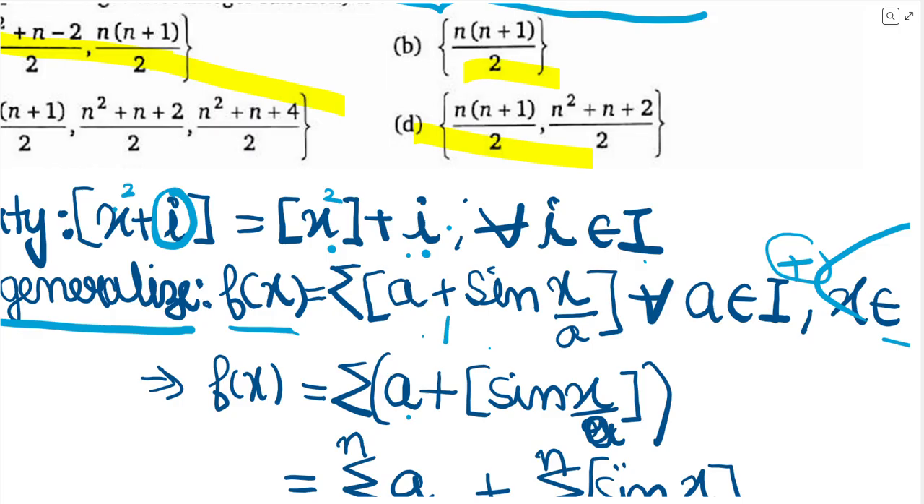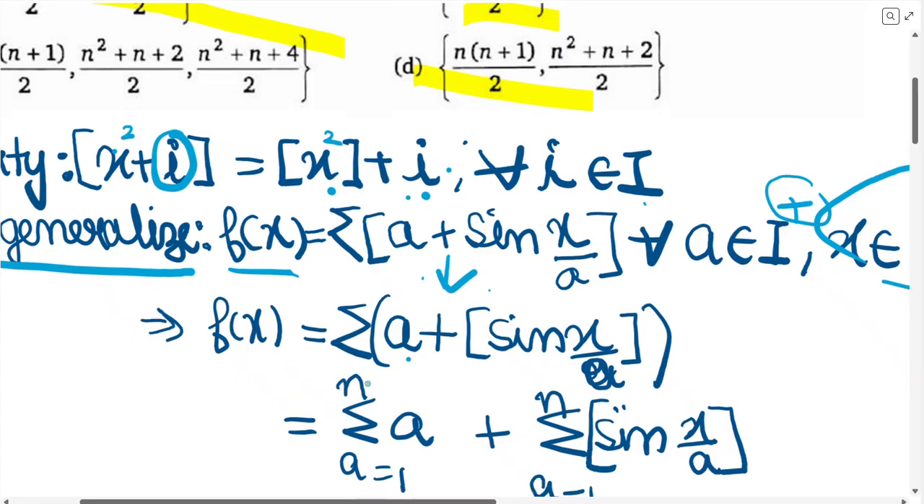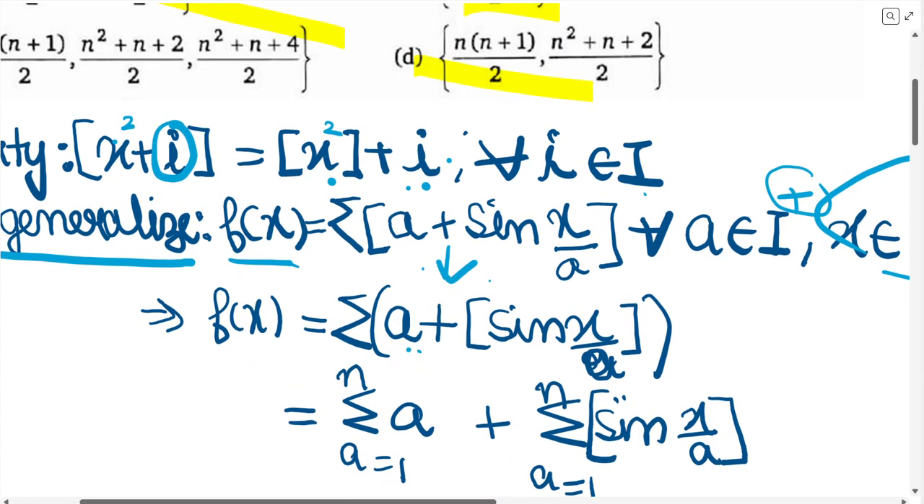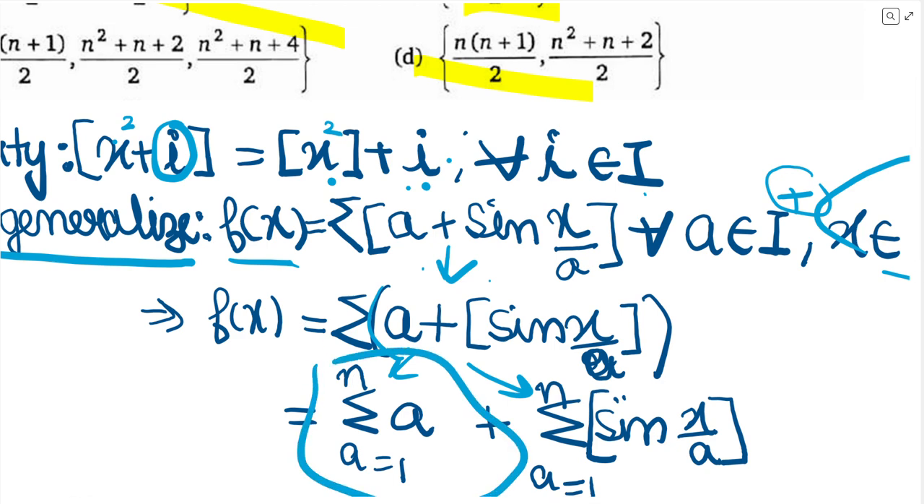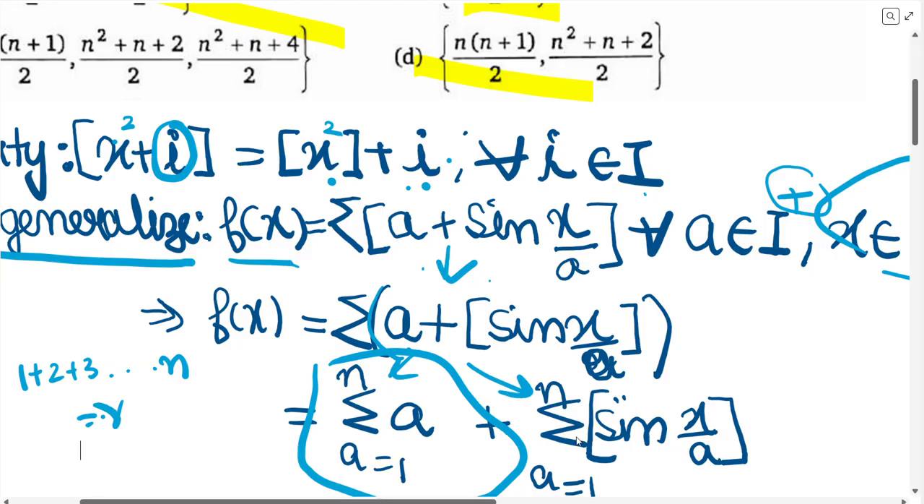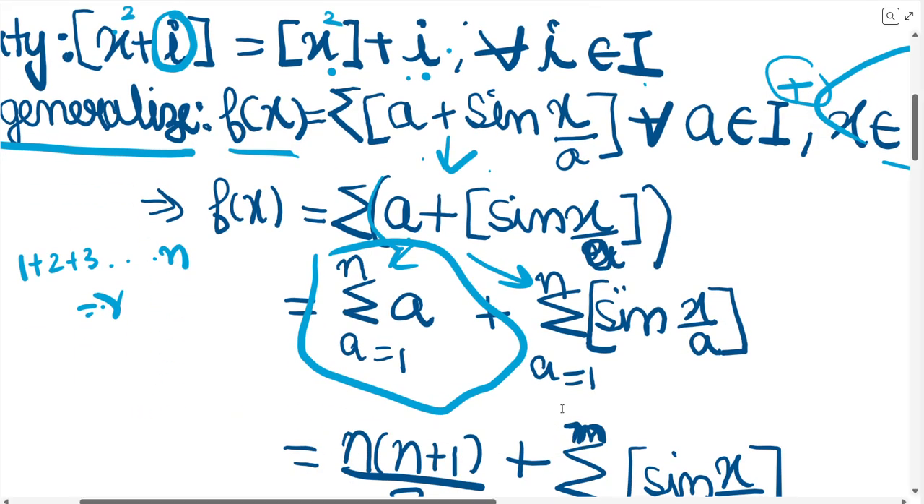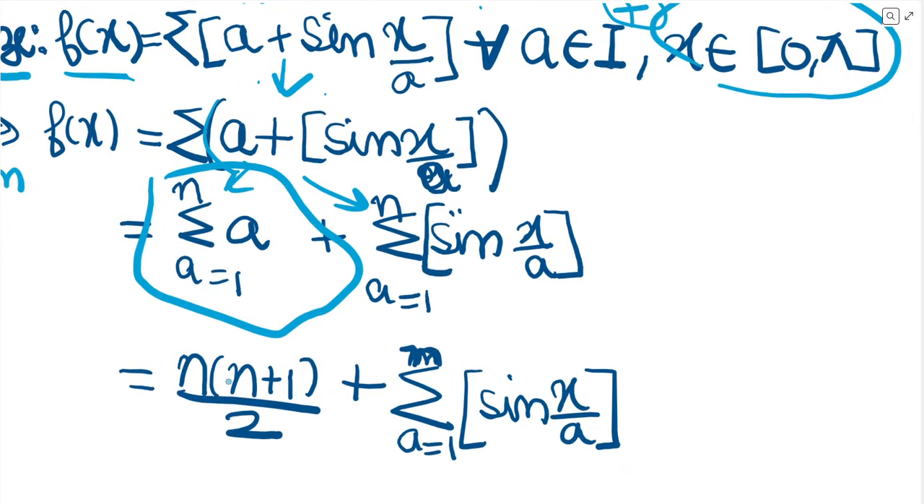So now I'm using this identity which I've written previously and separating a with the greatest integer of sine x upon a, right? Then I'm again separating the summation as well, right? I'm opening these brackets and separating the summation term. So now when we have a close look at this first term, we see that it can be written as 1 plus 2 plus 3 and so on till n. Do we already know the result of it? Yes, we know the result of it. It is n into n plus 1 by 2. And if we don't know, we must know, right? It is very basic.